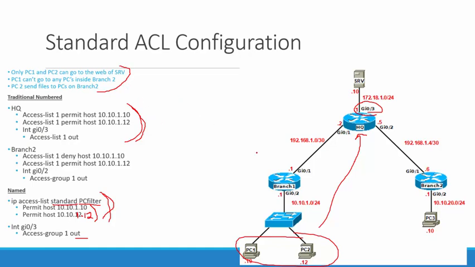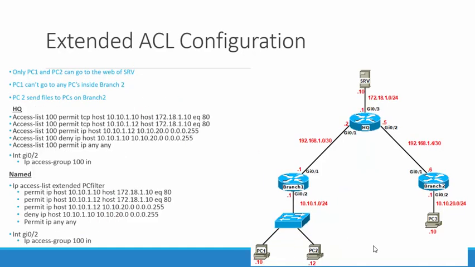So we're going to do the same thing, but we're going to make it extended. Again, PC 1 and 2 can go to the web. The difference here is I'm going to be really specific about web. I said web before, but I couldn't specify the port. It could really just go right to SRV or the server. PC 1 can't go to any PCs inside of branch 2, and PC 2 can send files to PCs on branch 2. So standard, I would do it on, wow, that's not right.